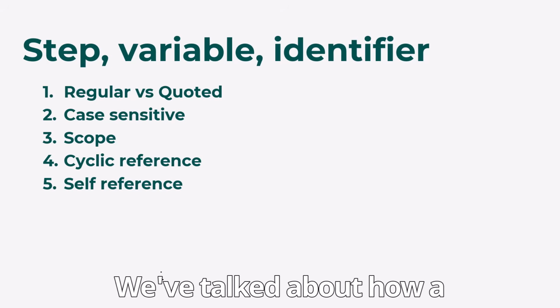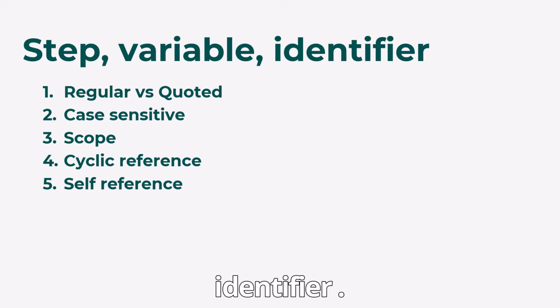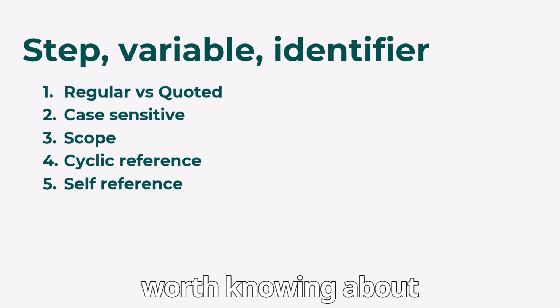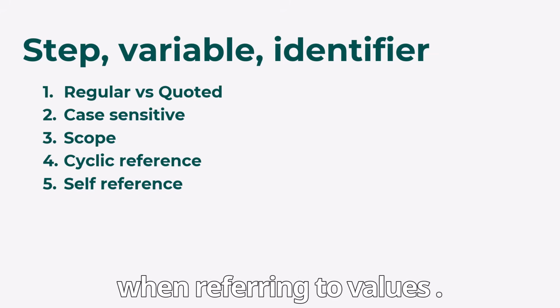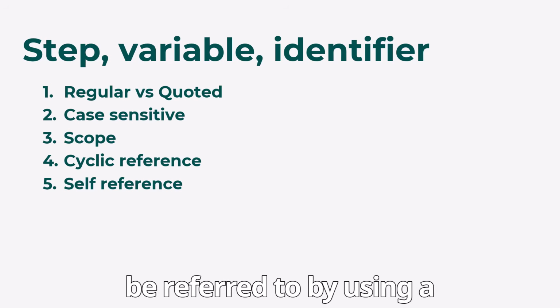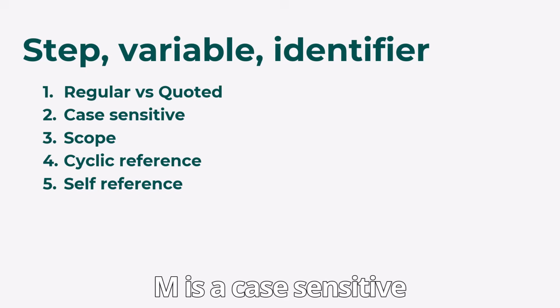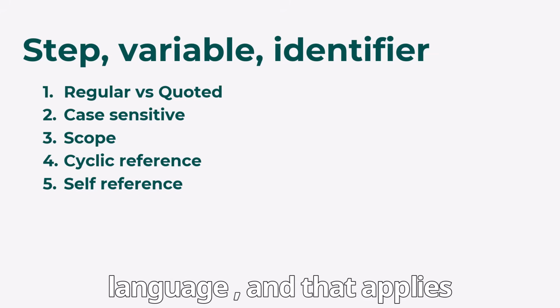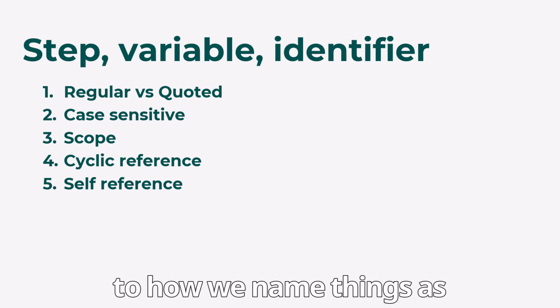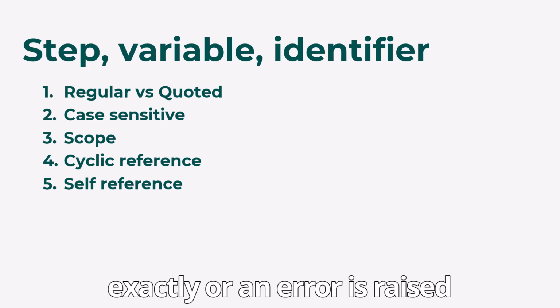We've talked about how a step relates to a variable whose name is called an identifier. Here are some things worth knowing about when referring to values. Regular identifiers can also be referred to by using a quoted notation. M is a case-sensitive language, and that applies to how we name things as well. Names need to match exactly, or an error is raised.